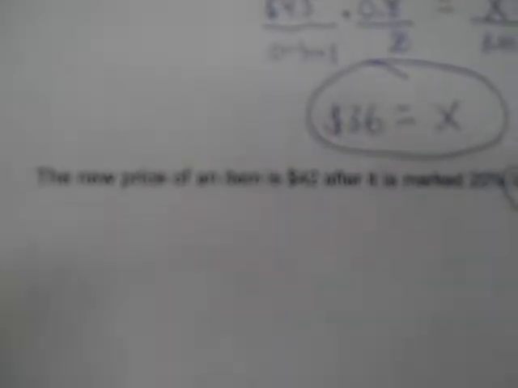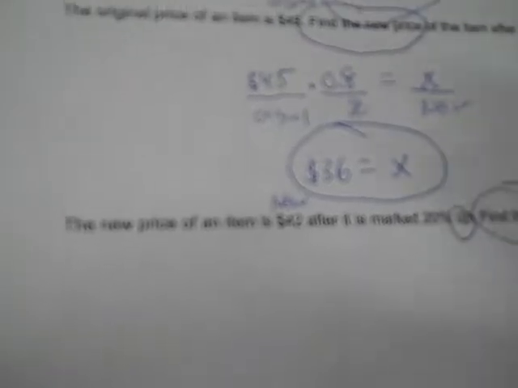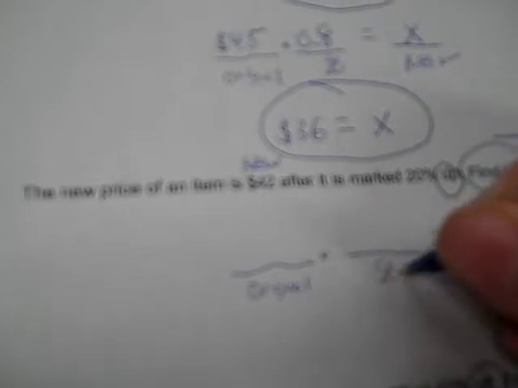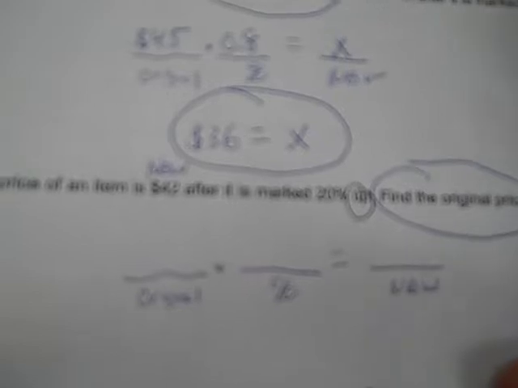New price of an item is $42 after it's marked 20% up. Find the original price of the item. So find the original price. So this other money amount I have, $42, is the new. So original, percent, new. Okay, so I circled find the original price. That means I don't know that, so I put X, and then this $42 is the new price.